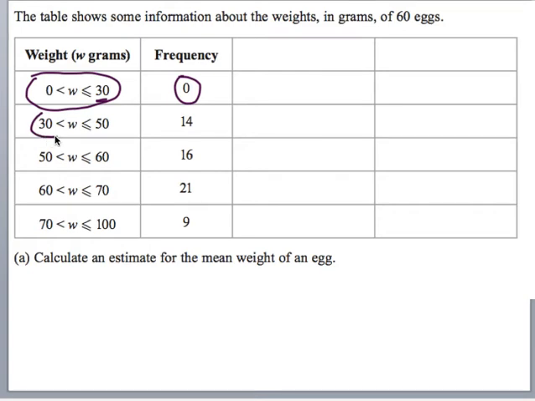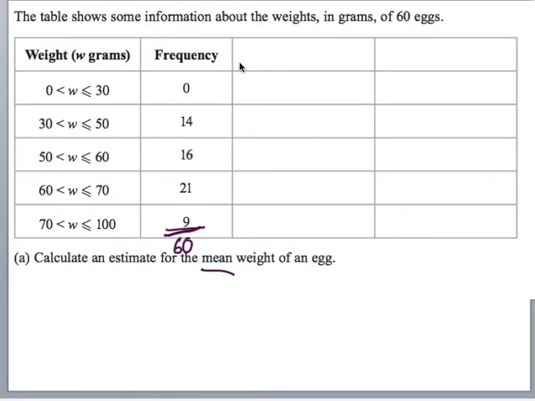Now, in this class interval, we have 14 eggs that are greater than 30 grams but less than or equal to 50 grams. So, if I had an egg that weighed 35 grams, I would record it in here. We know that we're looking at 60 eggs altogether, so our frequency column is going to add up to 60, because frequency means the number of pieces of data that we have. Now, in this particular question, we're asked to estimate a mean for the weight of the egg, and we have to follow these simple steps.